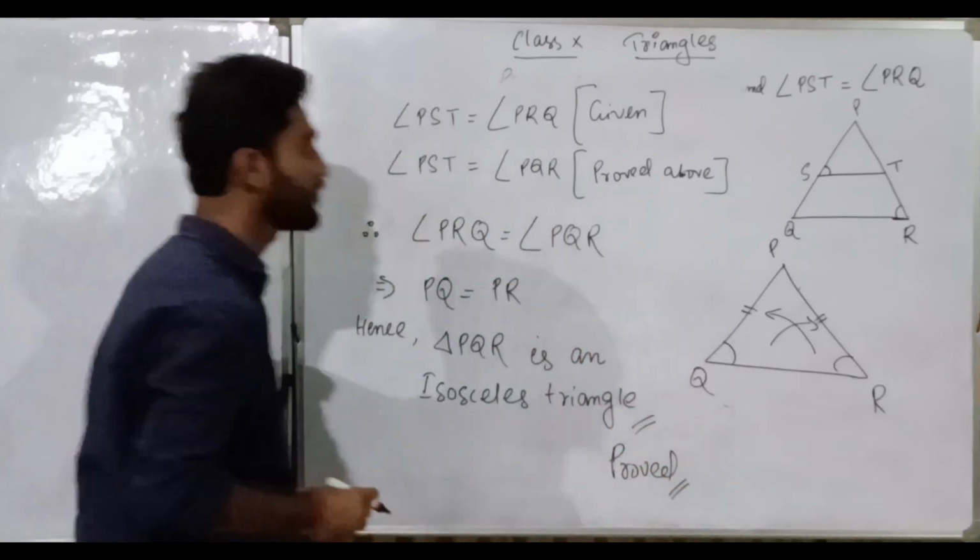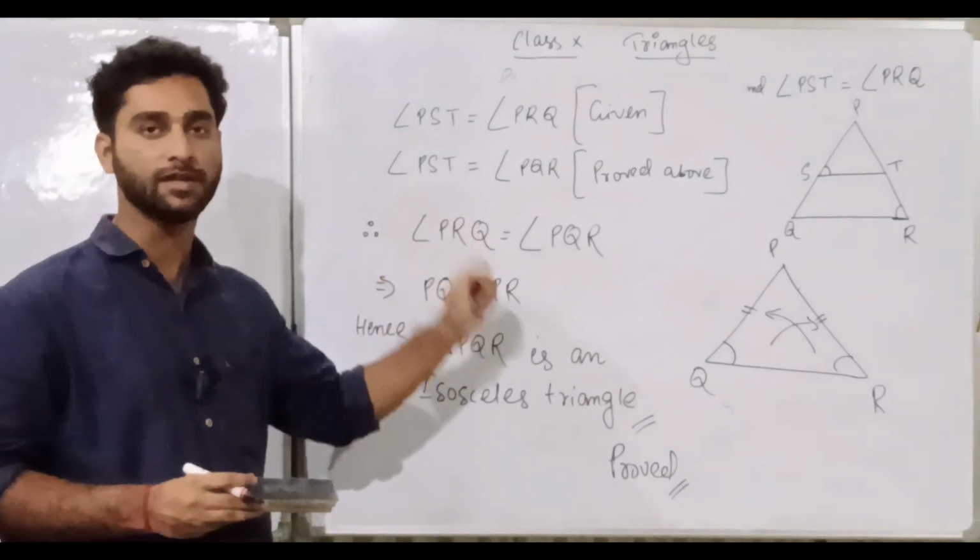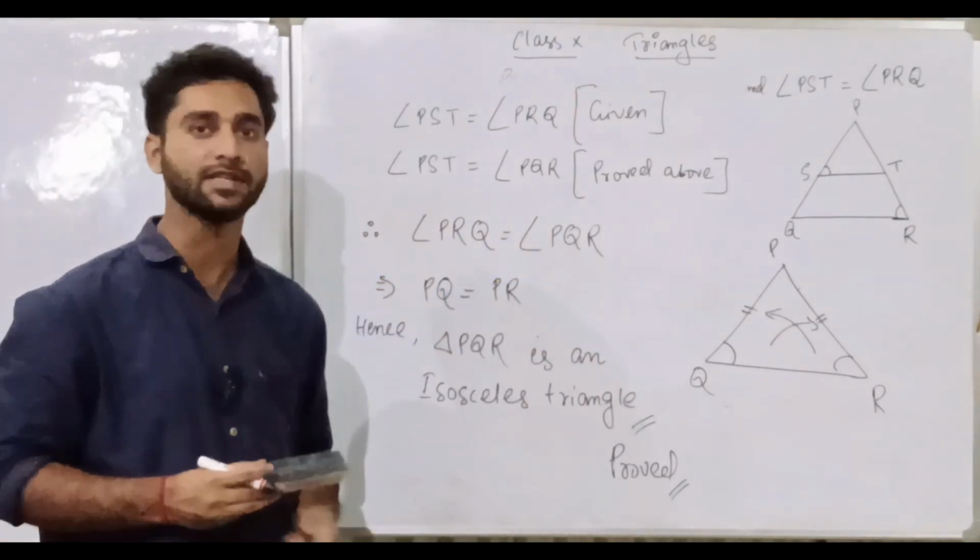Proved. So these are the three NCERT examples which are based on the basic proportionality theorem and the converse of the basic proportionality theorem.